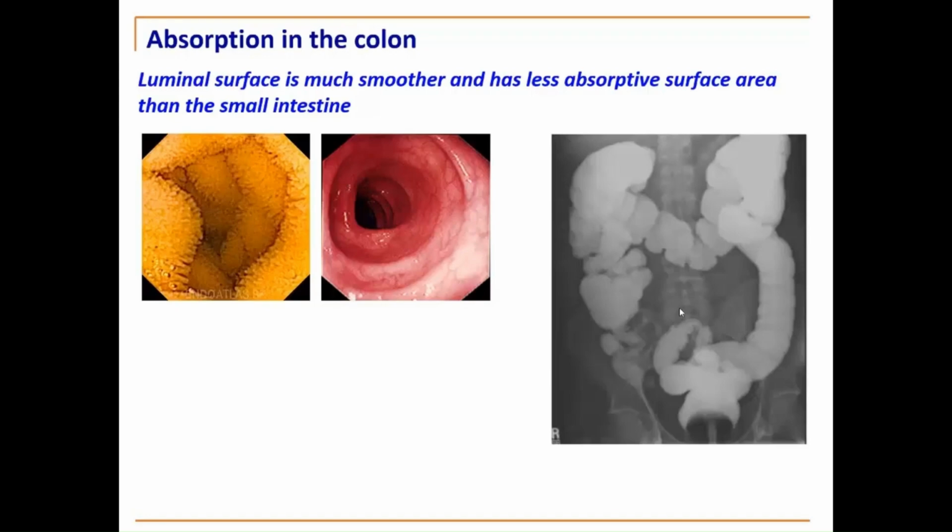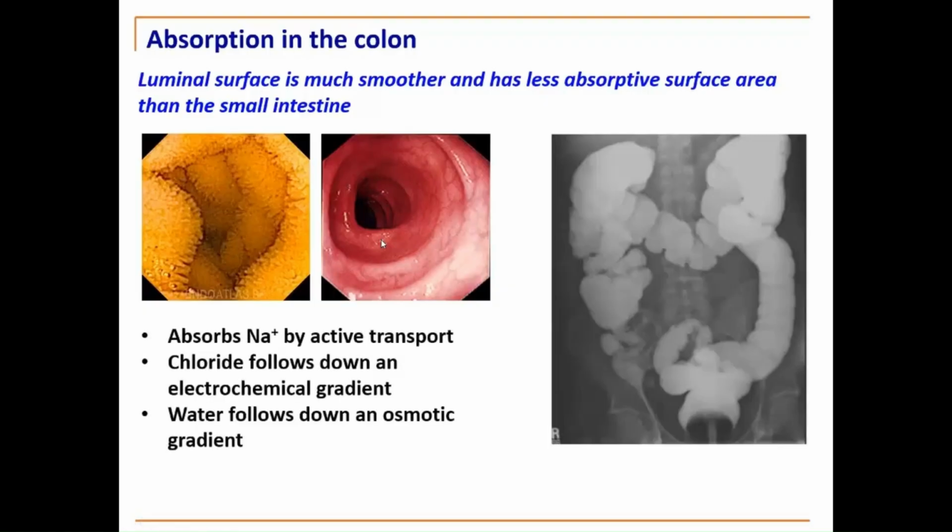So how does absorption actually occur? Well, the luminal surface is much smoother than in the small intestine, and therefore, by its very nature, has less absorptive surface area than the small intestine. So you can see the small intestine on the left-hand side with all the villi, and there'll be microvilli there as well. And of course, on the right-hand side, you can see the colon. So it's clear as day that there's a much smaller surface area there. There's absorption of sodium that occurs by active transport. Chloride follows down an electrochemical gradient, and water follows down an osmotic gradient.